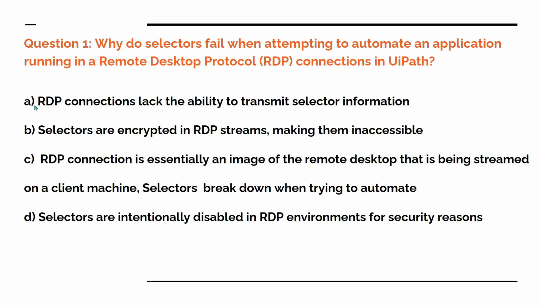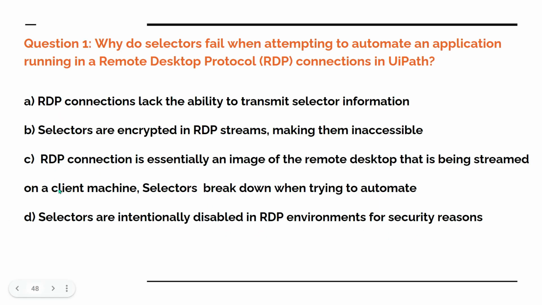Pretty simple question. Options are: A, RDP connections lack the ability to transmit selector information. Possibly. Option B, selectors are encrypted in RDP streams, making them inaccessible. Option C, an RDP connection is essentially an image of the remote desktop that is being streamed on a client machine. Selectors break down when trying to automate. D, selectors are intentionally disabled in RDP environments for security reasons.